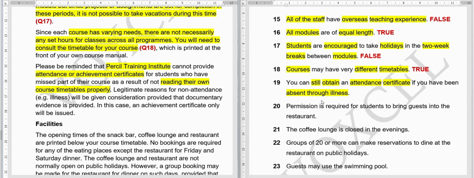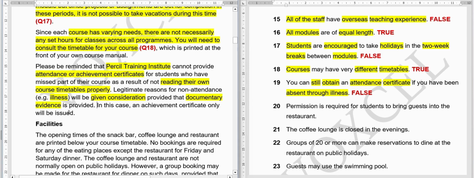Okay, time's up. Now, let me write the answer here first, and the answer to this is false. Why is it false? If you are not able to identify, I'll tell you why. They're saying that you can obtain an attendance certificate if you have been ill. So here's something about illness, and they say this will be given consideration if you are able to provide evidence, documentary evidence.